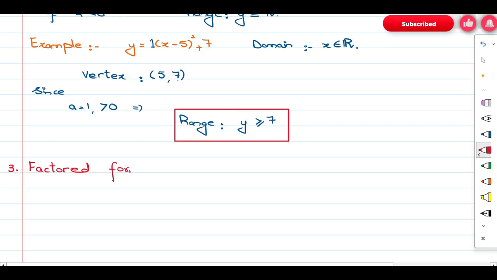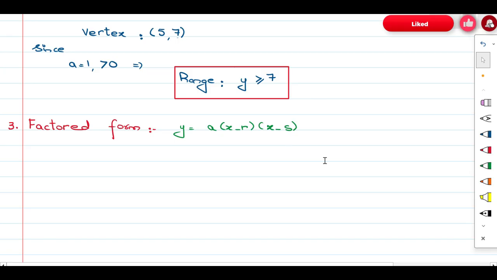Because sometimes in the exam they give you the factored form and ask you to figure out its domain and range. Factored form is y equals a times (x minus r) times (x minus s). You have two factors in factored form basically. Now, in factored form, how do we get the domain and range?